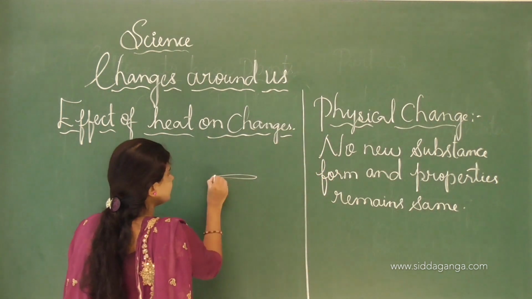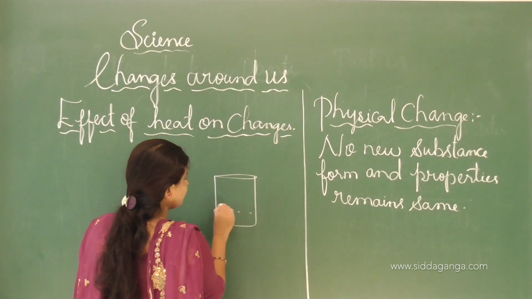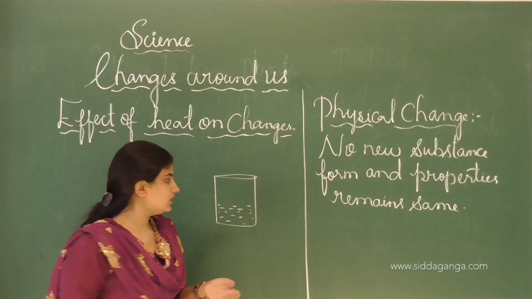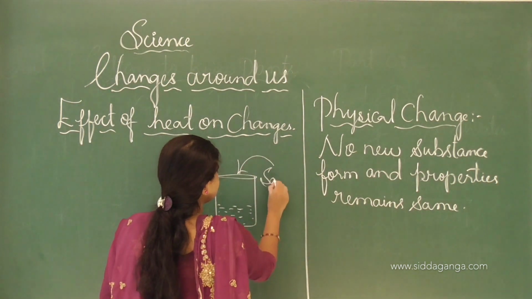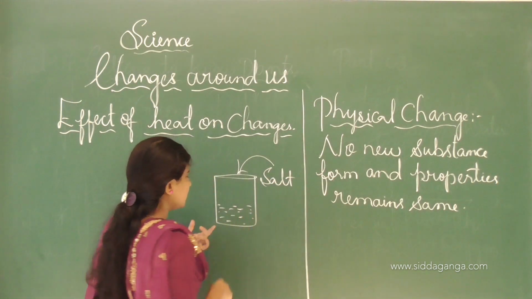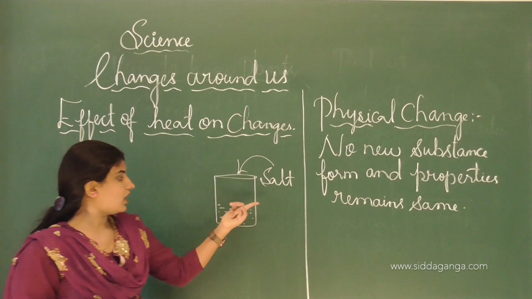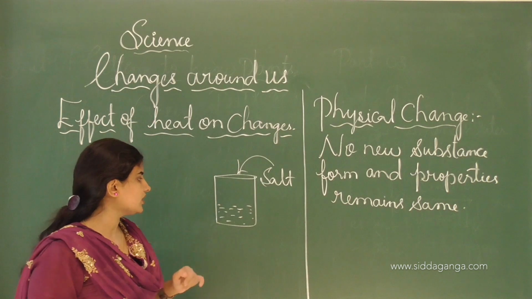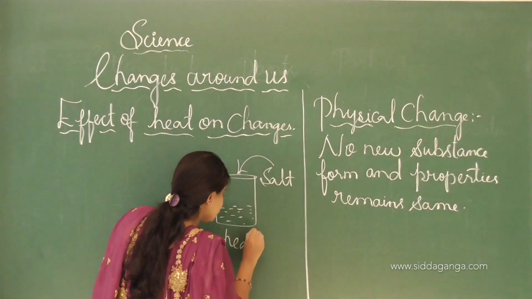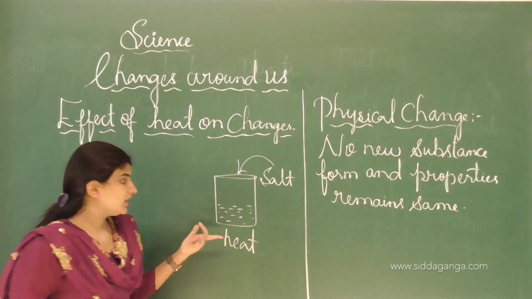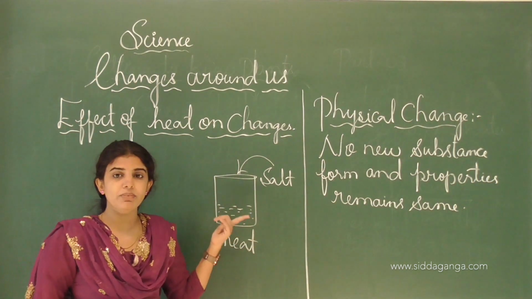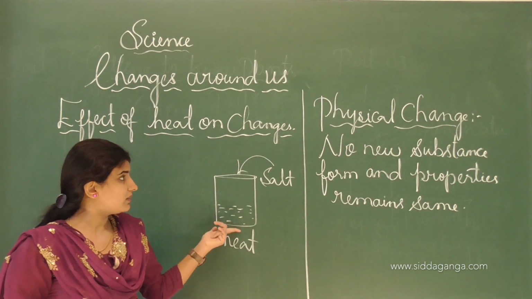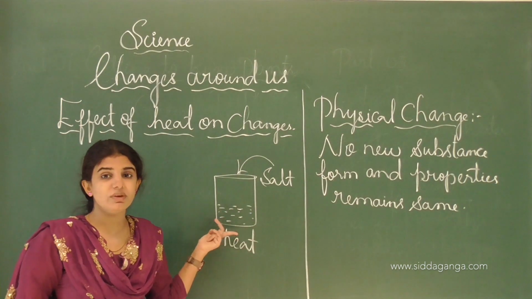Consider, in a beaker we take a small quantity of water, in which we add a solute like salt or sugar particles and stir it well. After stirring, the salt will completely dissolve and disappear in the water. If we heat the content in the beaker, the water gets evaporated, leaving behind the solute particles. See, this is an example of a physical change where no new substance is formed.